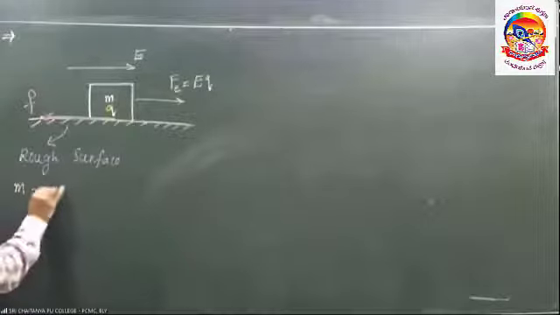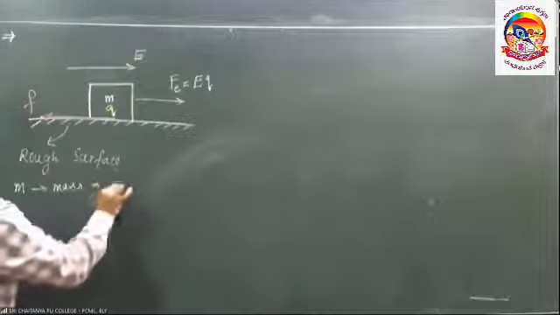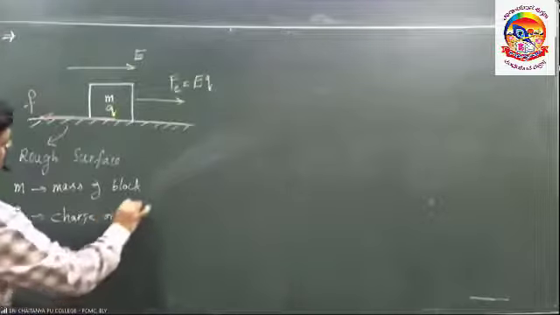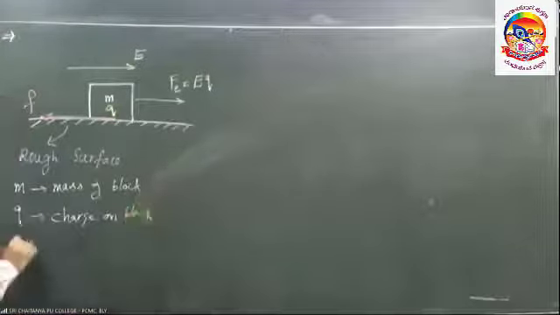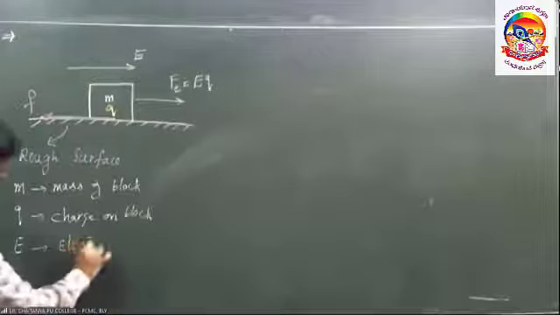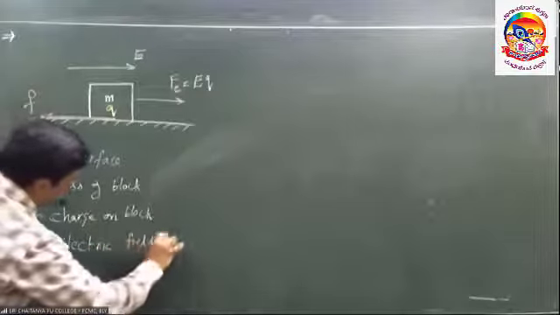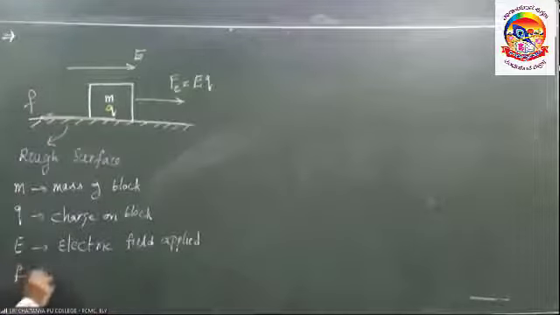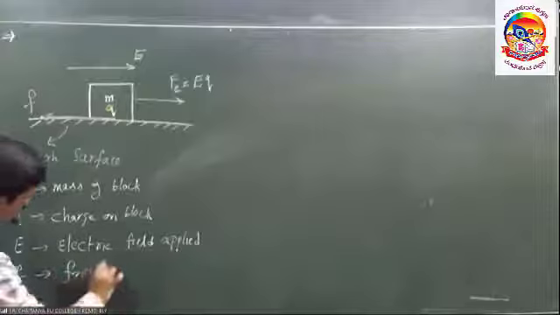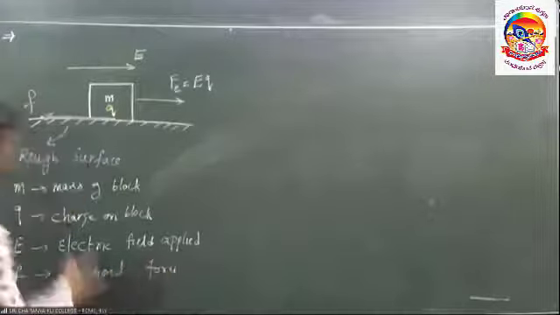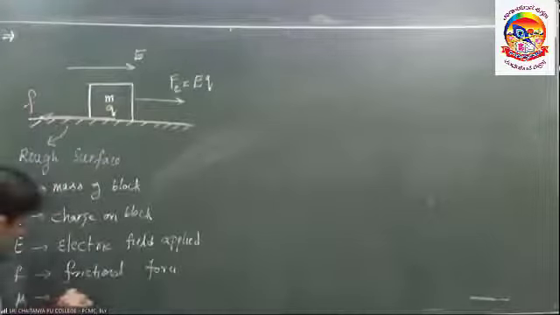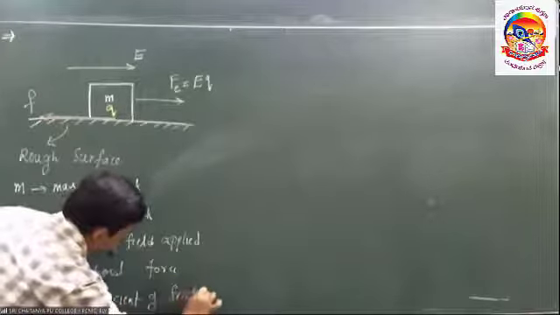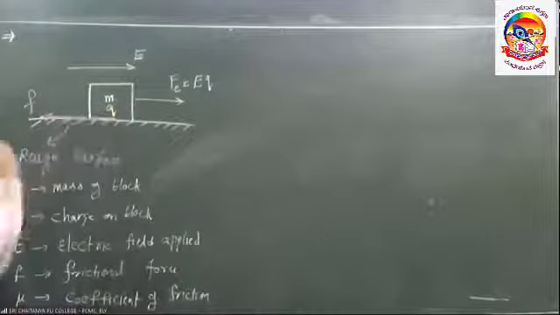What you have here? M: mass of block. Q: charge on block. E: electric field applied. F: frictional force. Whenever surface is rough, immediately what they give? Coefficient of friction between block and the surface. Right?